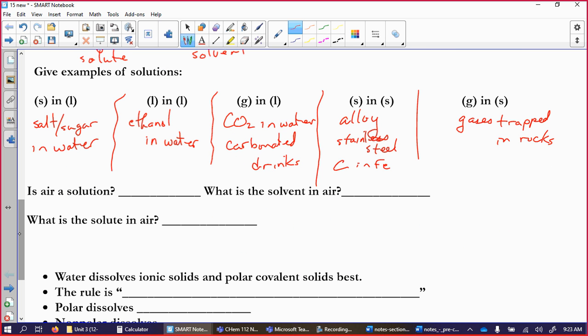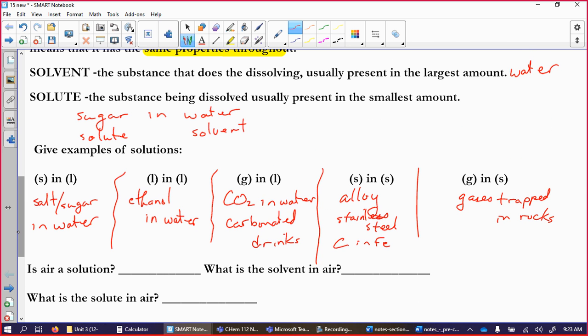Then this is an interesting question. Is air a solution? Well, for air to be a solution, we have to have a solvent and a solute. Well, air is, give or take, 77% nitrogen. I think it's about 18% oxygen. So that's 80, so that's 95.